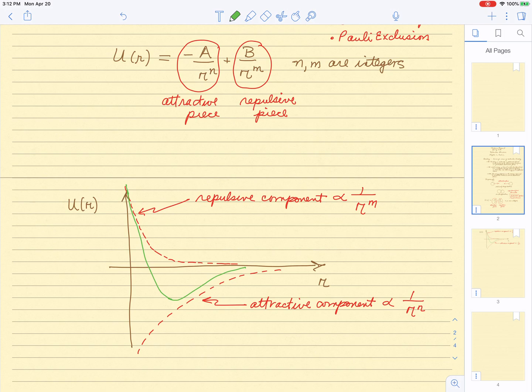And so this now is the total potential energy. And remember, this is 0. And the energy difference between 0 and the bottom of the well is what's called the binding energy.